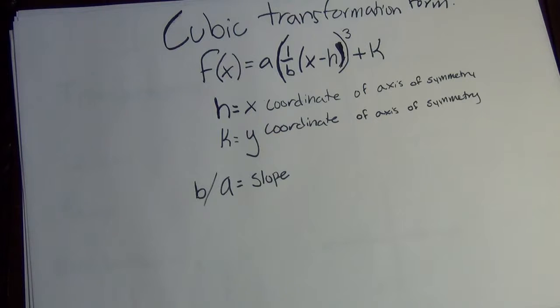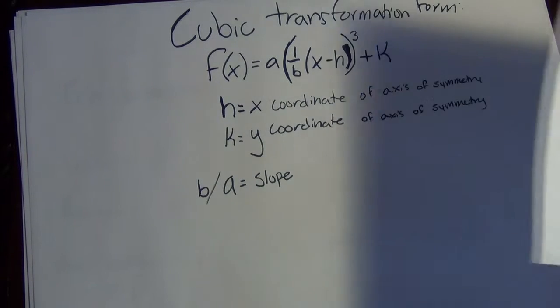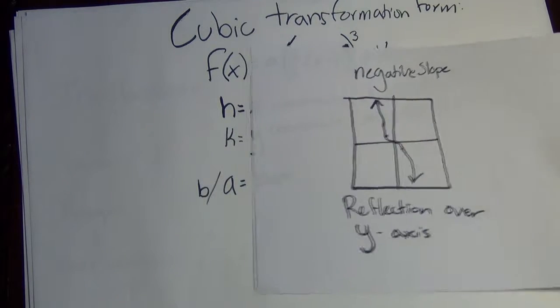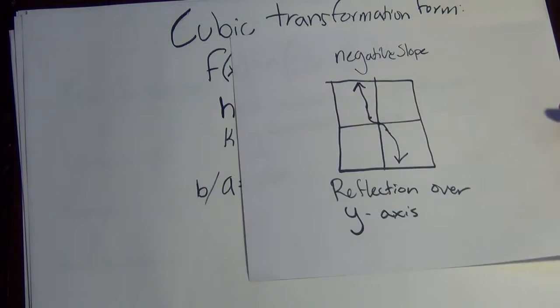Next, you'll need to know the cubic transformation forms. This is what all of the transformations run off of. As you can see, h is the x-coordinate of the axis of symmetry, k is the y-coordinate of the axis of symmetry, and b and a are the slope. Now, to expand on this, if a or b were to be negative, this is what your graph would look like, and it would be called a translation of the reflection over the y-axis. Just like that.